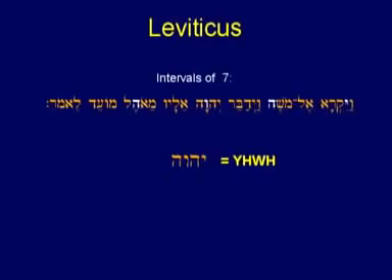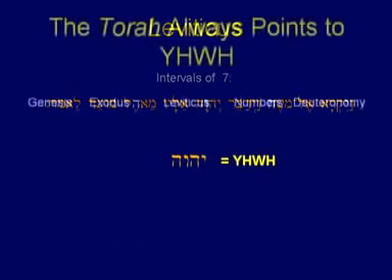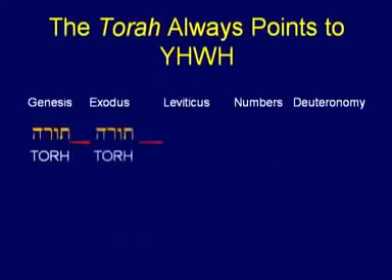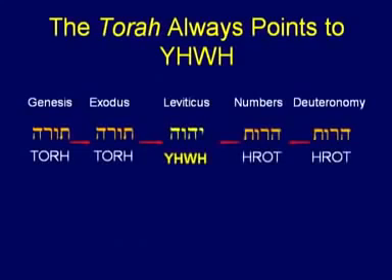Often rendered Jehovah or Yahweh, expressed as Adonai among the Hebrews. They won't pronounce that name, they'll use the word Lord instead. Well, now we stand back from all of this. We have the name of God, and we suddenly realize that the Torah always points to the name of Jehovah.